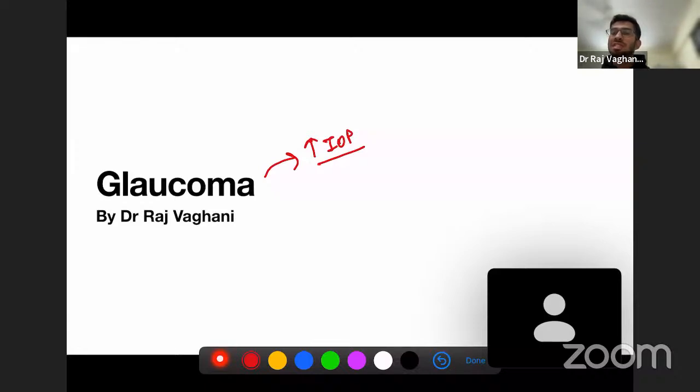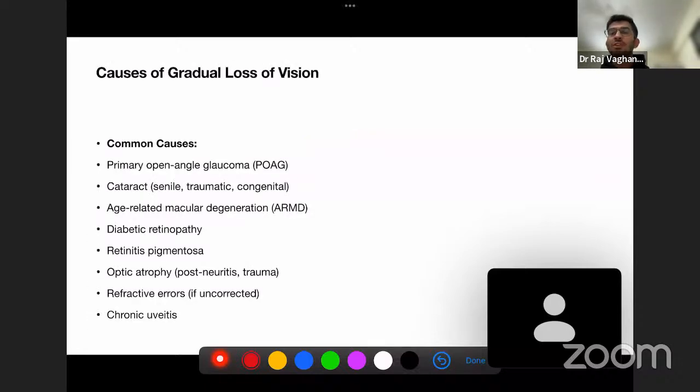So we are going to discuss glaucoma, the types of glaucoma, the clinical features, the fundus sign, the management, and the diagnosis. First, we're going to discuss the causes of gradual loss of vision. This is a very common question, and you can get it: enumerate the causes of gradual loss of vision.